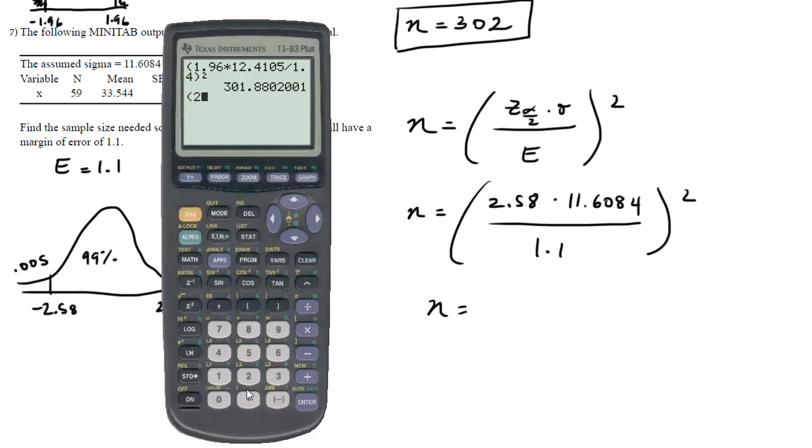So we have 2.58 times 11.6084 divided by 1.1. Since this is all multiplication and division, I don't need to put my numerator in parentheses. If I had some addition and subtraction in here, then I would have to think about that. Or if this was a complex fraction, then I would have to group a little bit better. Squared.